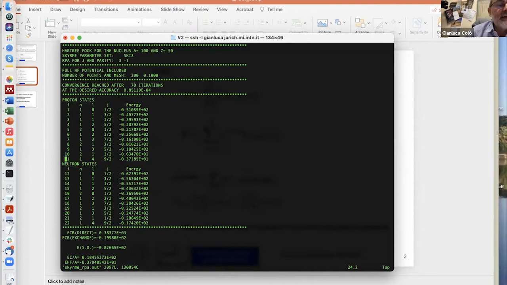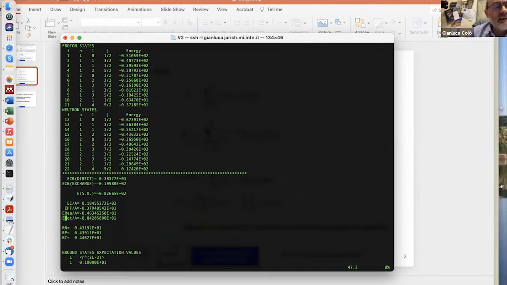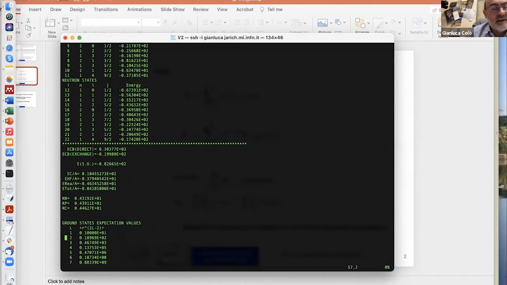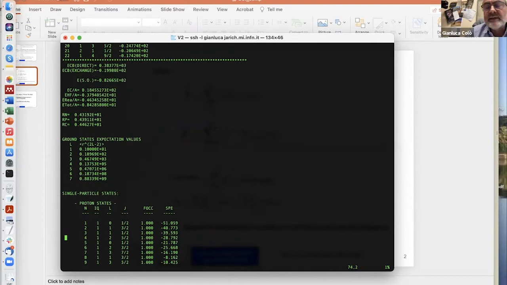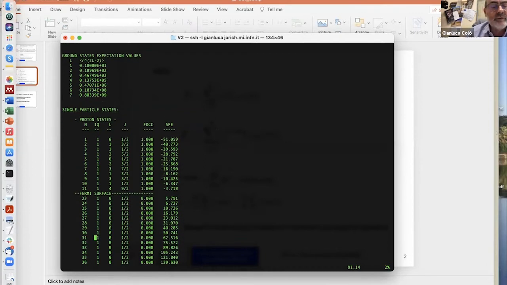Okay, so I was saying in the first part of the code, you have proton and neutron states. This is an interesting case because since the nucleus is neutron deficient, of course the Fermi energy of the proton is significantly higher than the Fermi energy of the neutrons. Now you have the total energy of the system. You have the radii, so Rn, Rp, and Rc are the neutron, proton, and charge radii. You have also a list of unoccupied states that are used for the basis. So for instance, these are the proton states with S1/2, which are included if you go up to 50 MeV.